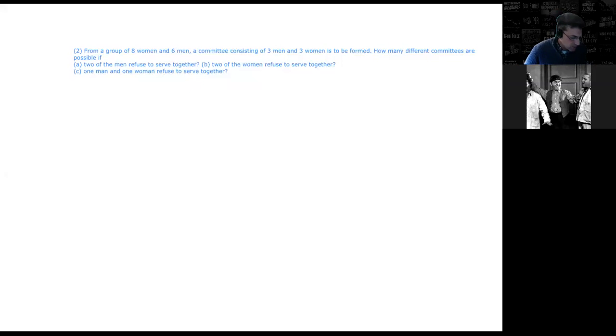Okay, so the problem says from a group of 8 women and 6 men, a committee consisting of 3 men and 3 women is to be formed. How many different committees are possible if, in part A, 2 of the men refuse to serve together? So how does that work? Okay, so if 2 of the men refuse to serve together, that means there are 2 possibilities. Either neither of those men is on the committee. And how many ways can we choose the committee then?